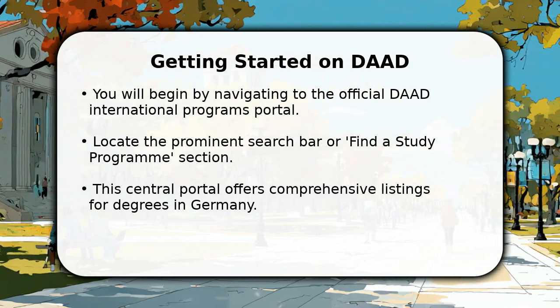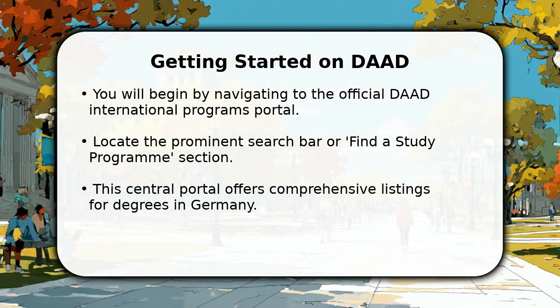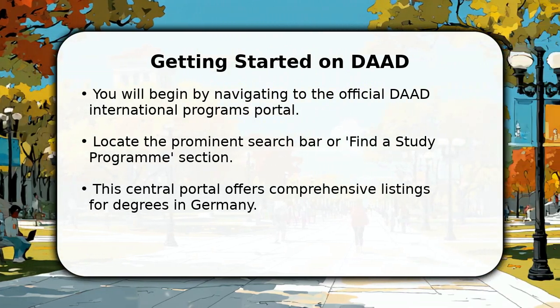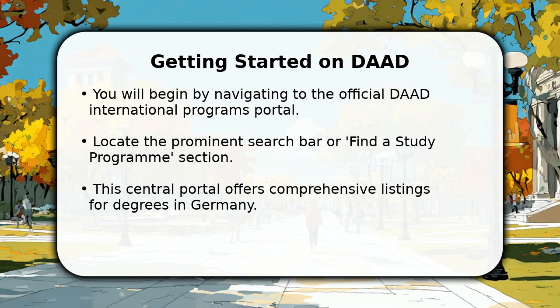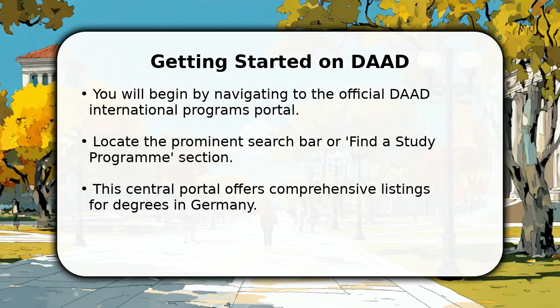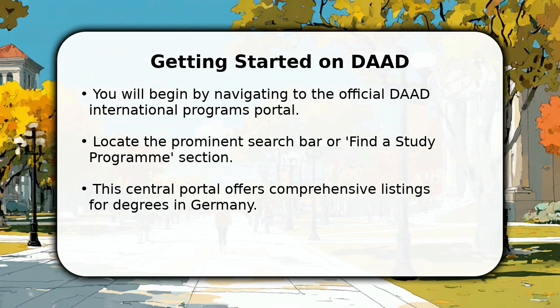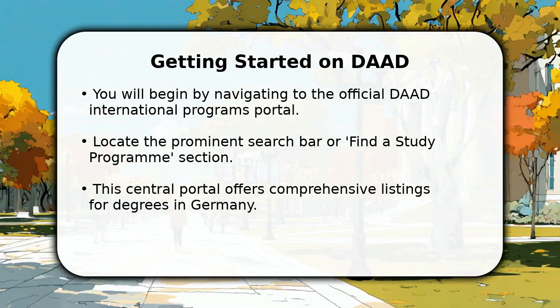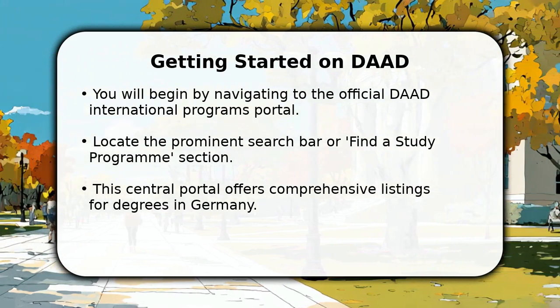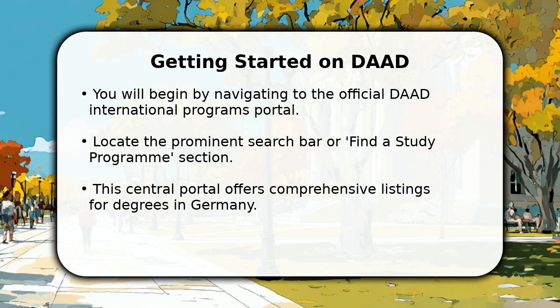Once there, look for the main search bar or a clearly labeled section like Find a Study Program. This is your starting point, connecting you to hundreds of degree options across Germany. It is designed to be user-friendly, guiding you effortlessly through the initial selection process.